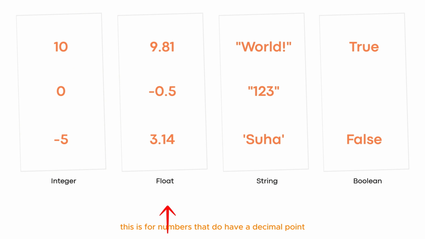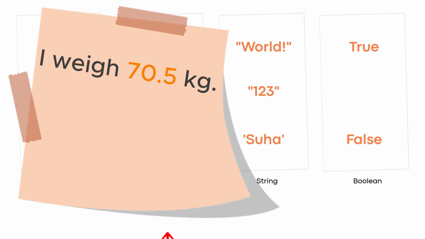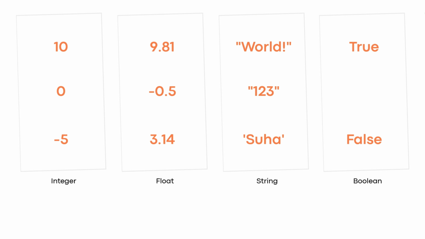Float. This is for numbers that do have a decimal point. The name float comes from floating point number. For example, 9.81, 3.14, -0.5. Example like saying I weigh 70.5 kilograms.